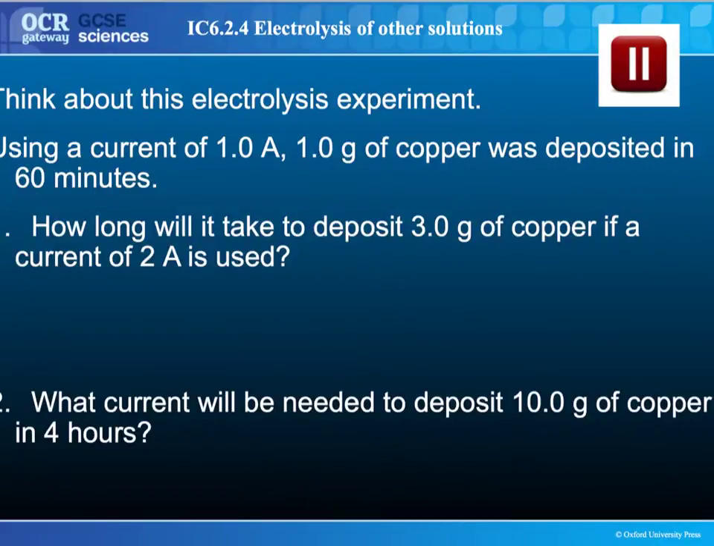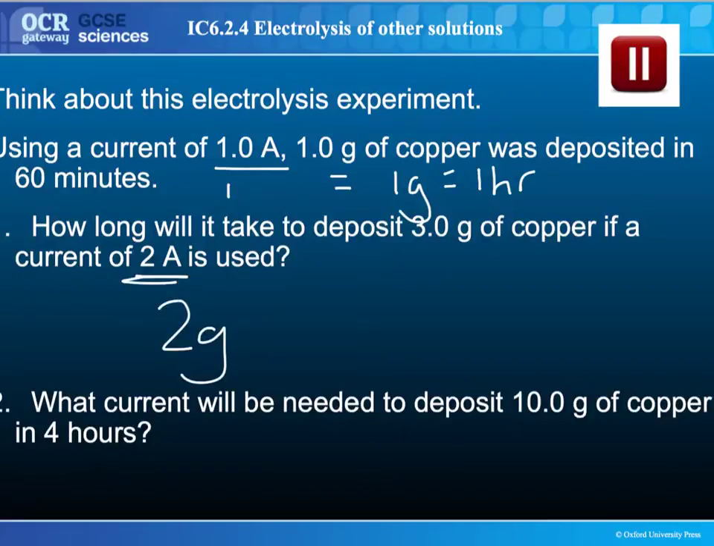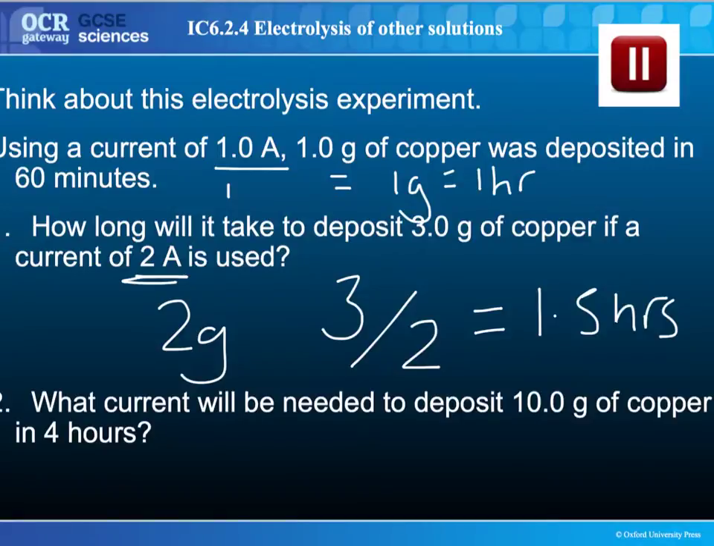So how long will it take to produce 3 grams? The way to do this question is in effect to say what current is made per hour. So it's 1 over 1 equals a rate of 1 gram per hour. So if we've got 1 gram at 1 amp, you get 2 grams in 1 hour at 2 amps. We require 3 grams, so we do 3 divided by 2, which gives you 1.5 hours or 90 minutes.